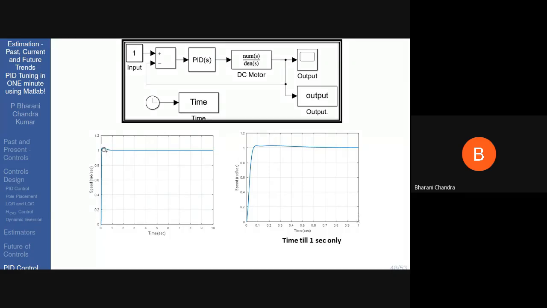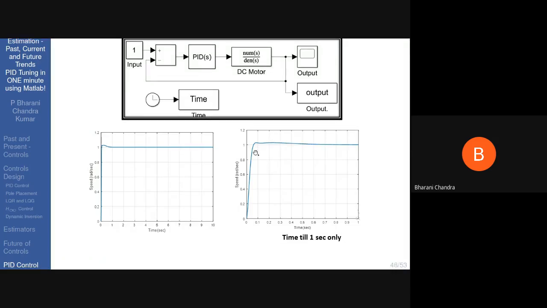And settling time is also very small. It has settled very fast. And overshoot is also very less. So if I zoom, this is from 0 to 10 seconds. If I zoom this particular value from 0 to 1, then this is the equivalent response.